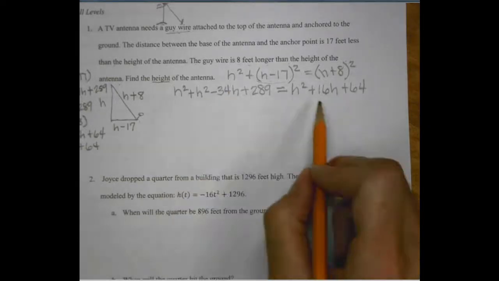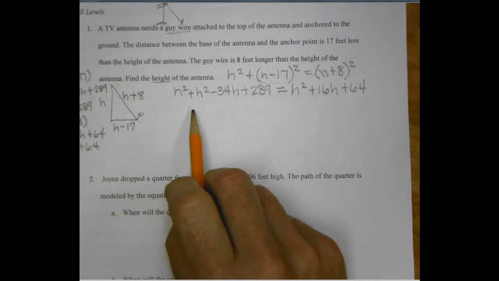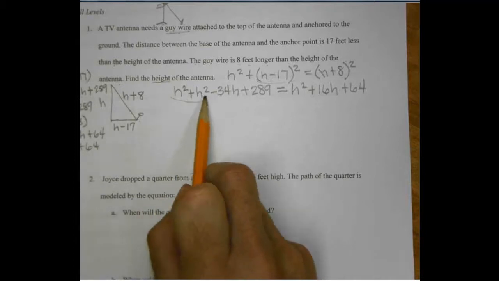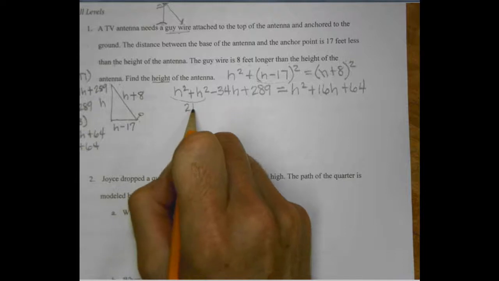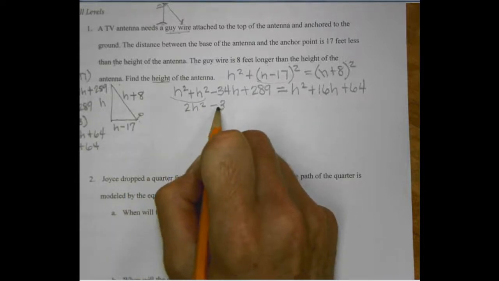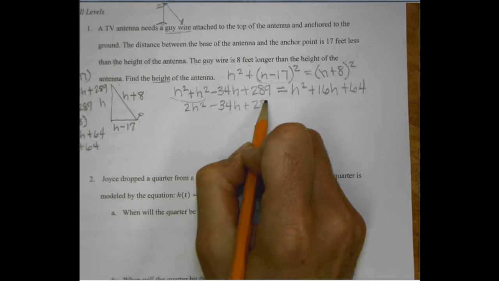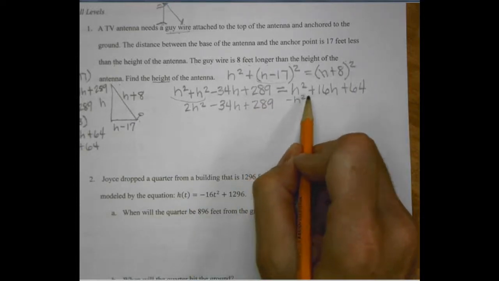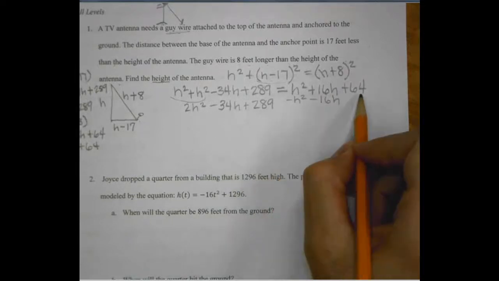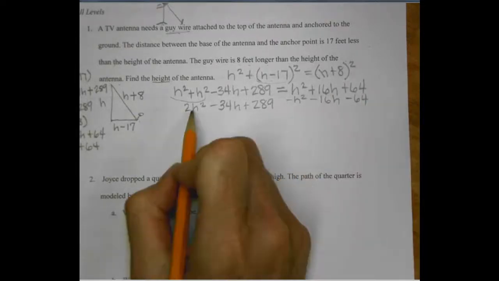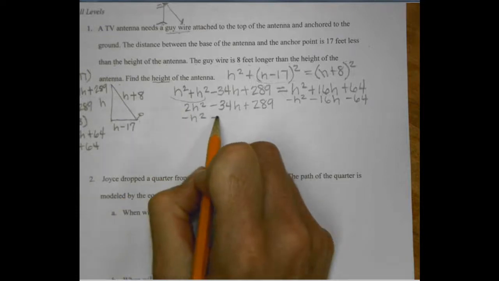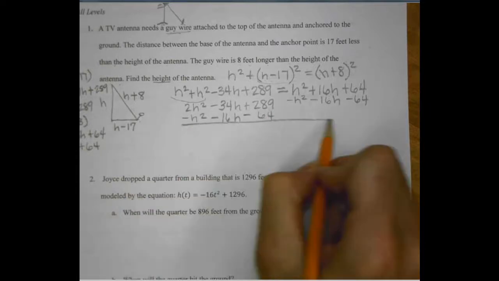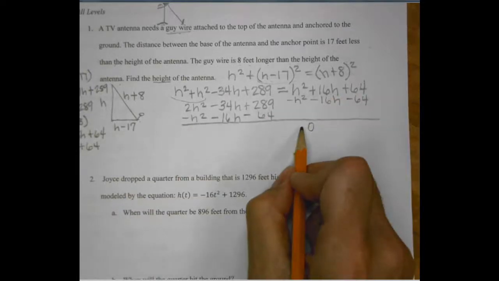There. Now I want to combine all my like terms, and I want to get everything onto the same side. So I see that I've got two h squareds here, so I'm just going to write 2h squared minus 34h plus 289. And then I want to move this to the left, each one of these, so I'm going to do the opposite operation for each: minus h squared, minus 16h, minus 64. And all I have left on the right hand side now is a 0.